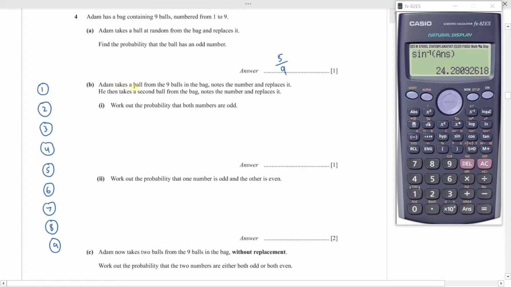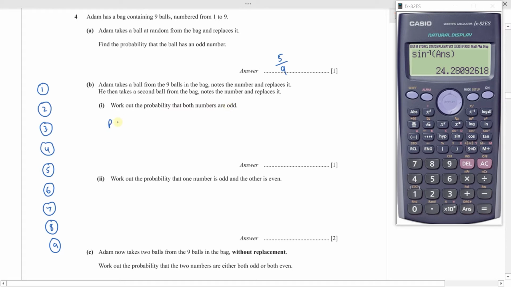So the next part is Adam takes a ball from the 9 balls in the bag, notes the number, and replaces it. That means he places it back in the bag. He then takes a second ball from the bag, notes the number, and puts it back. Replaces it means he puts it back. Work out the probability that both numbers are odd.